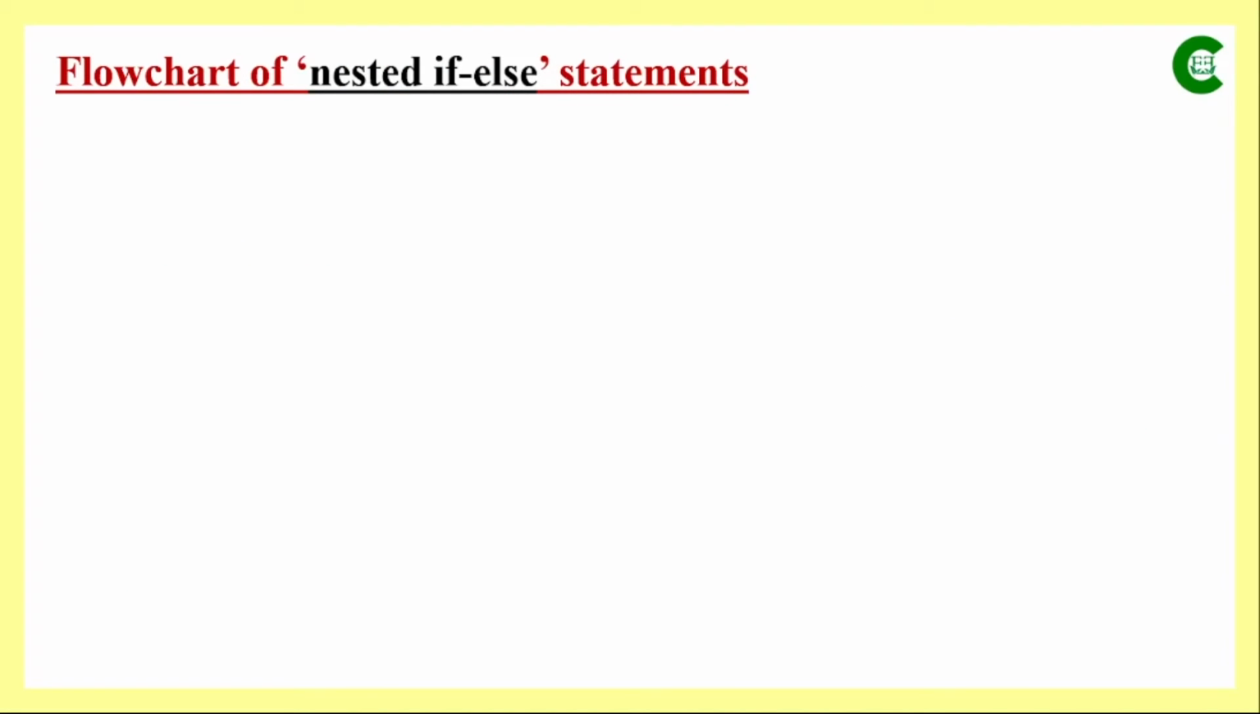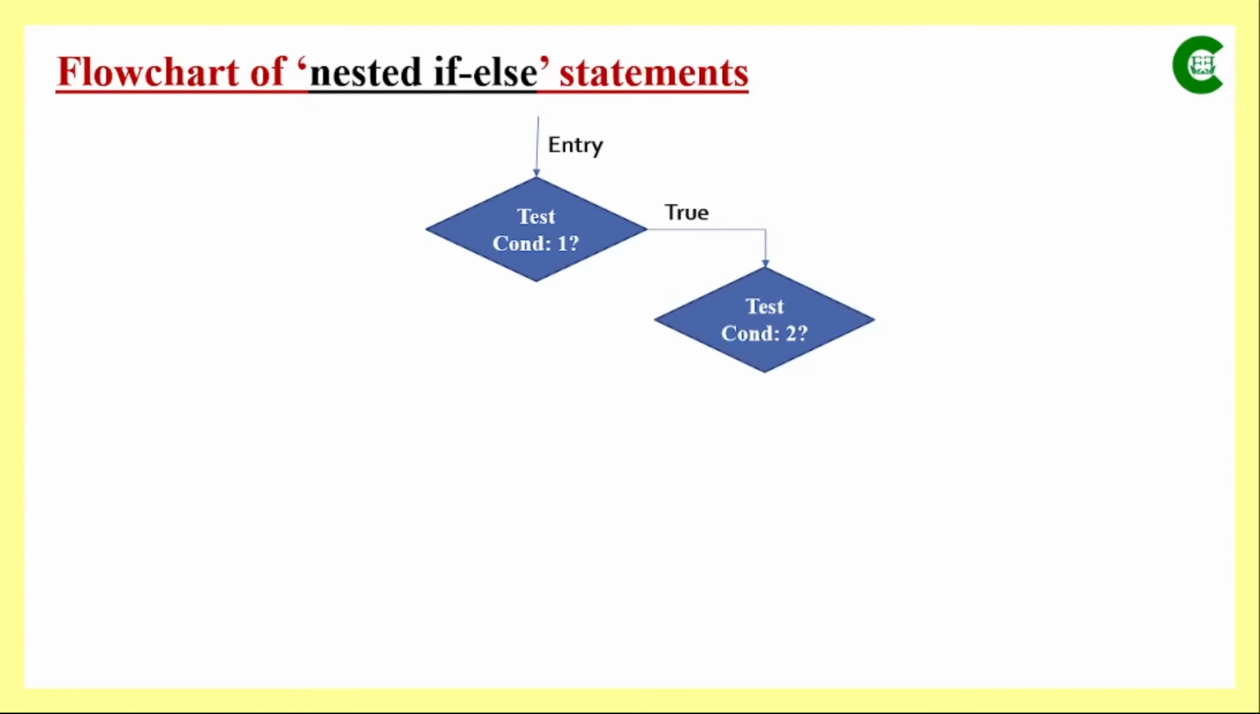Now we will see the main part of today's class, which is nested if else. So one condition under another condition, or one if under another if. This is the program flow. Now we will be checking the first condition, and if the result of that condition is true, then we will be checking another condition, and if the result of that condition is also true, then we will be executing some statement or a block of statements.